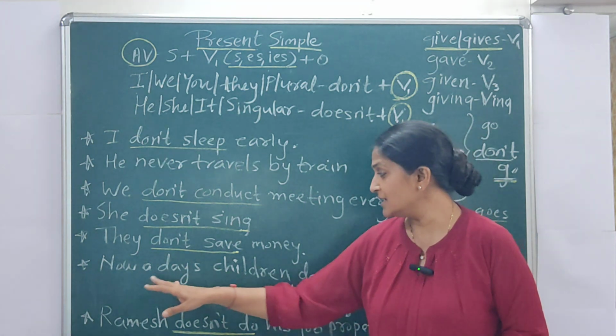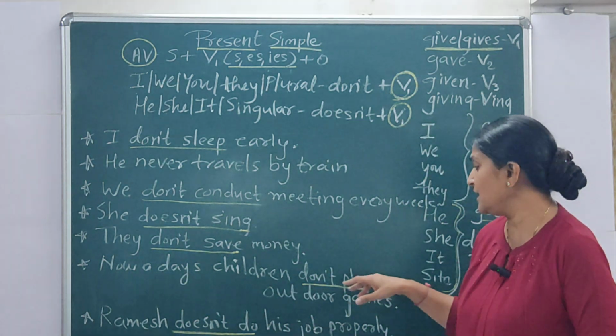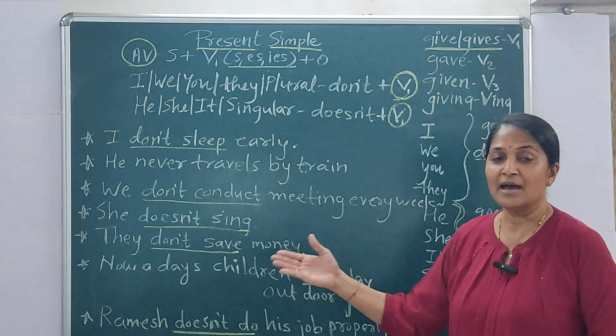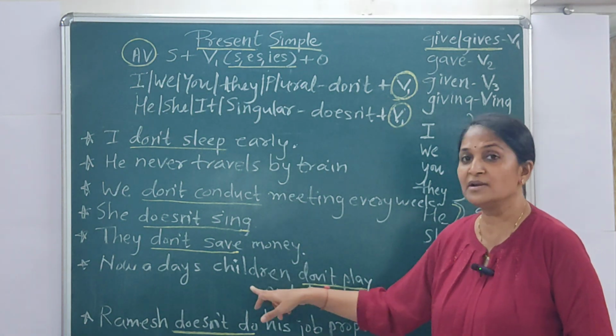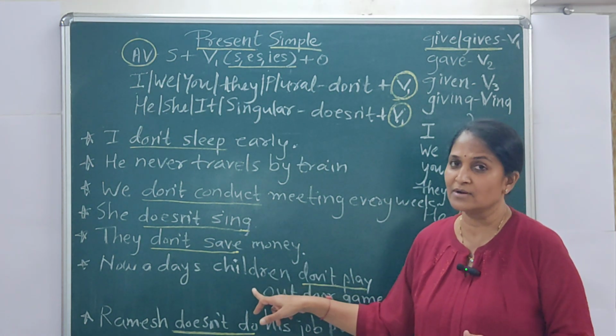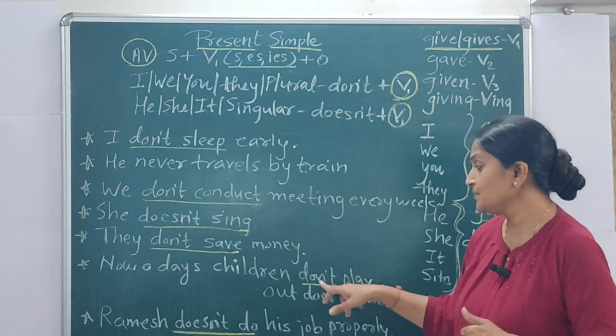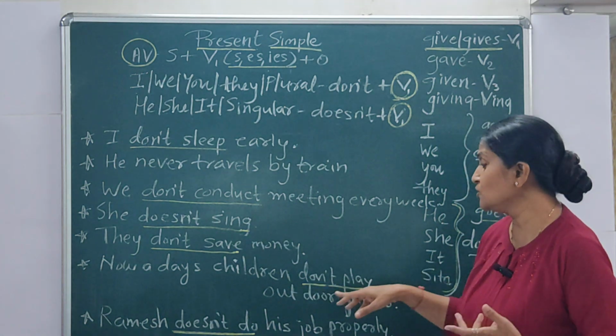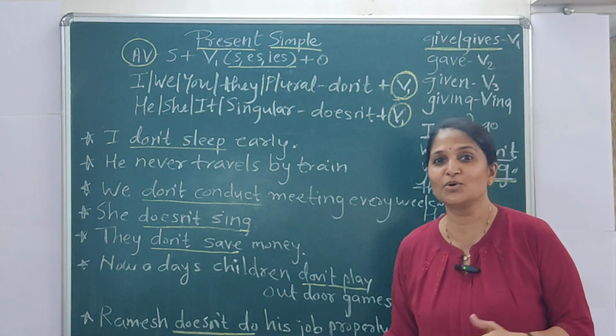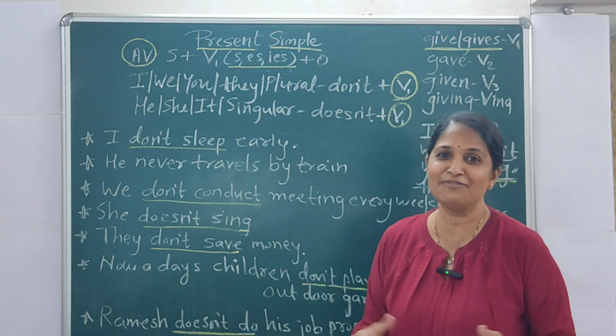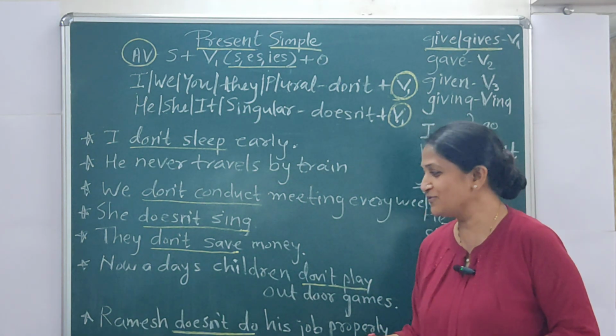Now frequency. See, nowadays children don't play outdoor games. Children is plural, child is singular. So after children put don't. Children don't play outdoor games. आजकल बच्चे आउटडोर गेम्स नहीं खेलते हैं. They play Free Fire and PUBG on mobile phones.